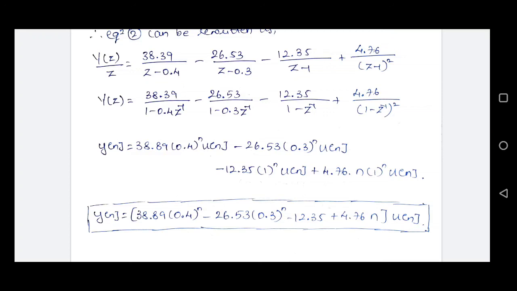Taking u(n) common, the output for the LTI system described by the given difference equation, for the input x(n) = n u(n), will be y(n) = [38.89 (0.4)^n minus 26.53 (0.3)^n minus 12.35 plus 4.76 n] u(n).